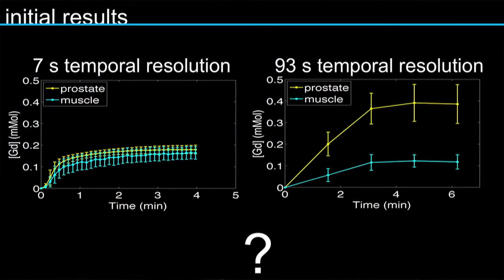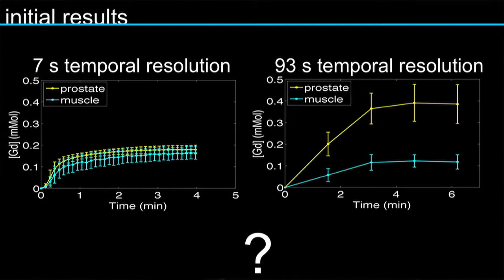When we look at the gadolinium concentration time curves averaged across all patients in both cohorts, you can see that something strange is going on at 7-second temporal resolution. We're measuring very similar gadolinium concentrations in both the prostate and muscle. So there must be something wrong with how we're calculating our gadolinium concentration.